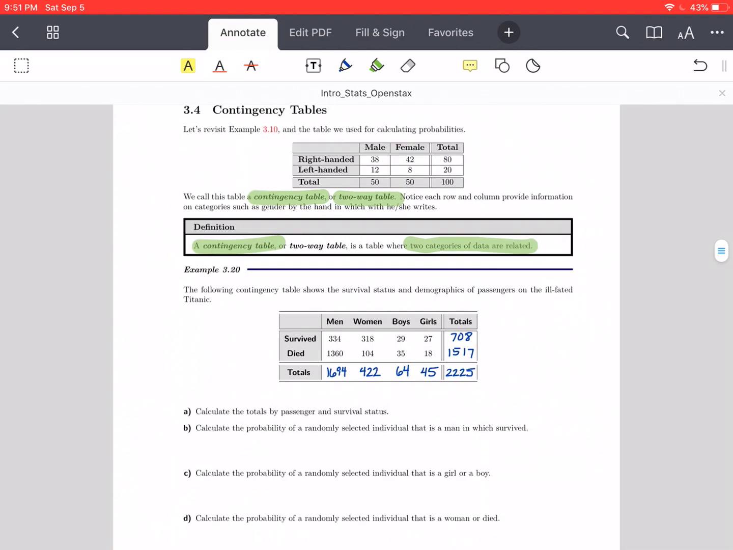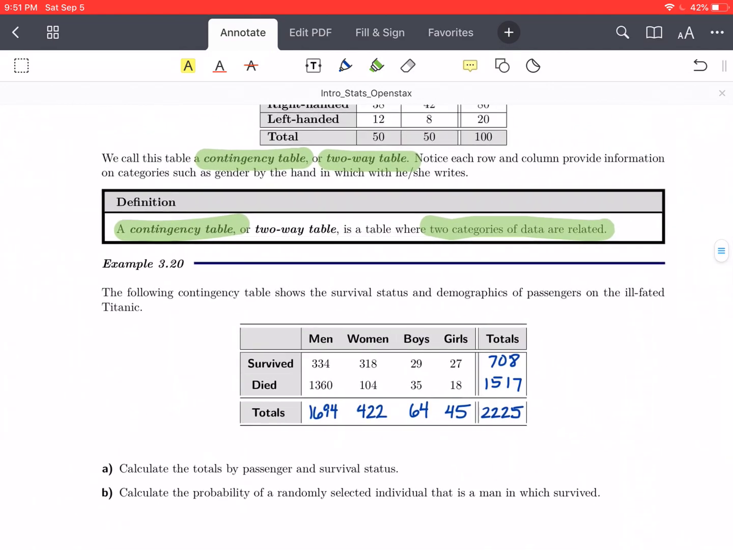Alright, and the total in the corner there is still going to be exactly the same because we're counting the same people, right? Just counting them a different way. So if you add up these 4 numbers, it's going to be the same as adding up those 2 numbers.